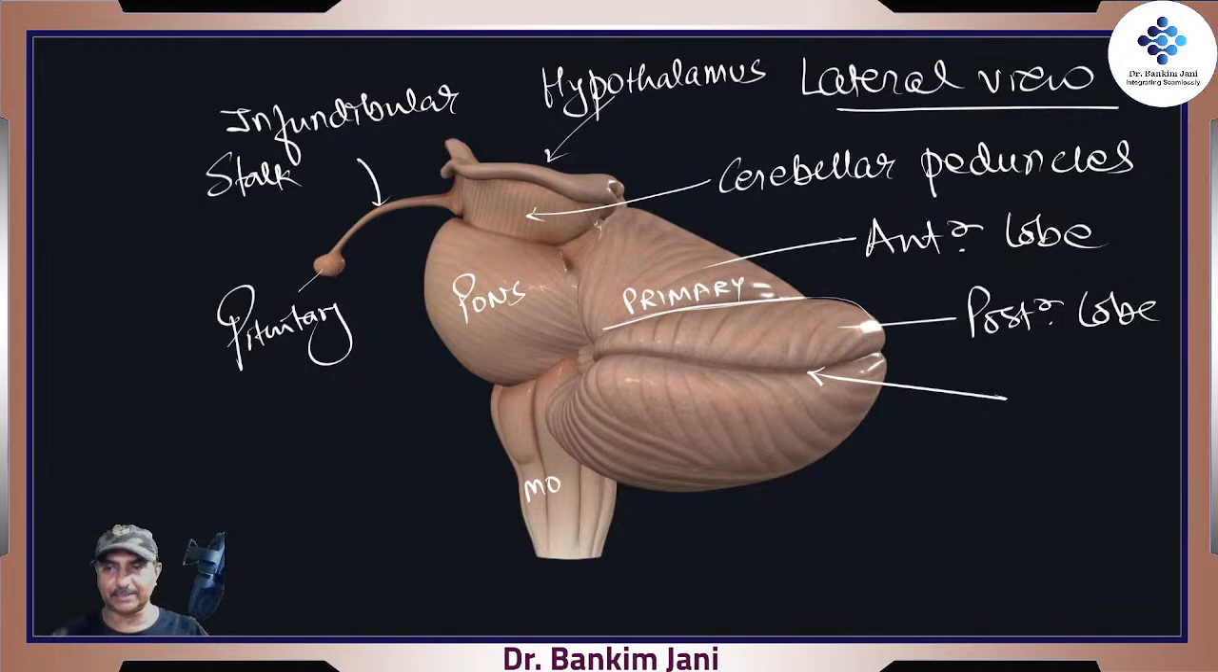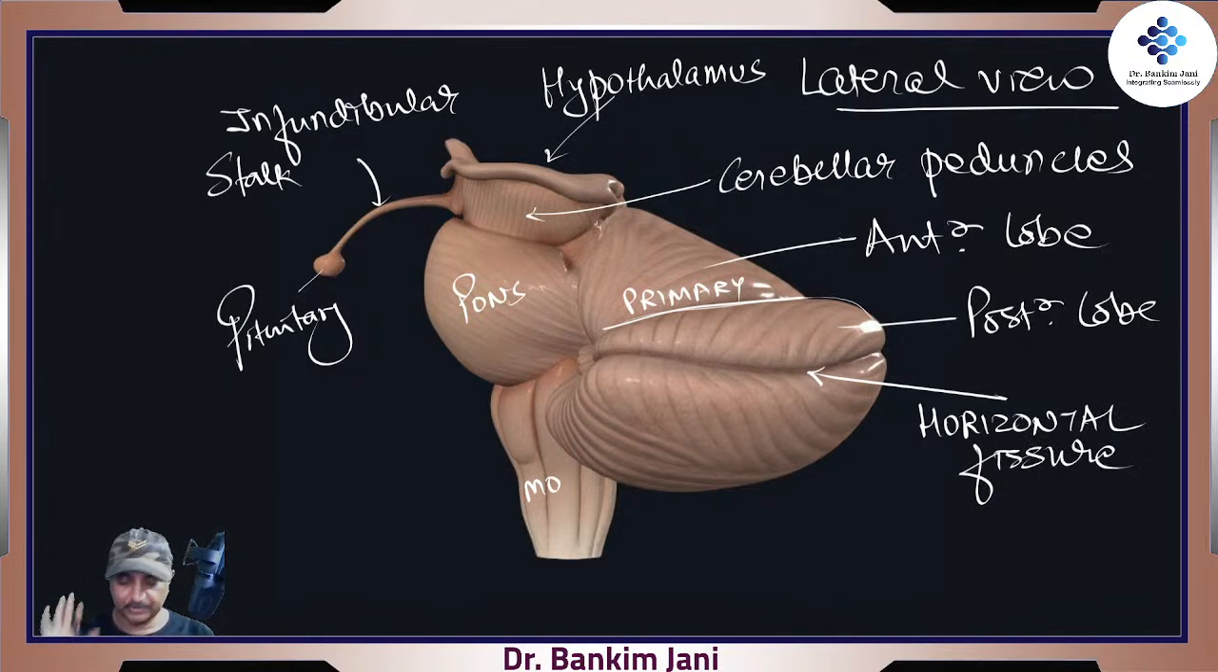Let's at least give the name. Its shape itself is telling that it is horizontally placed. So this is what is called the horizontal fissure, right? Horizontal fissure. What it divides, just hang on. At this point of time, we'll call this also a posterior lobe, and even this is also a posterior lobe. They both are posterior lobe.